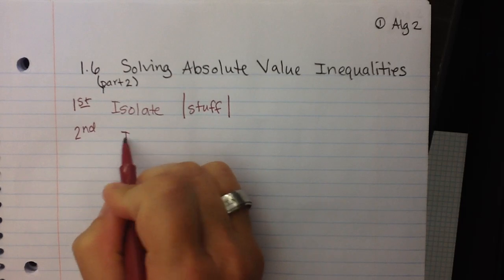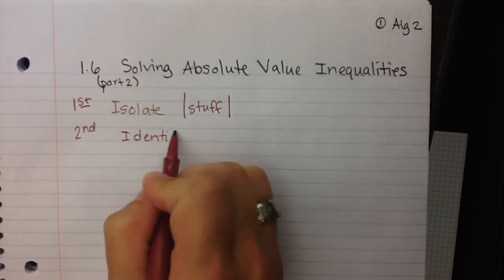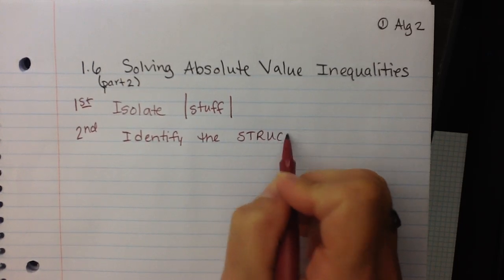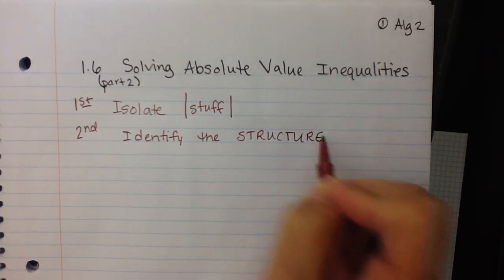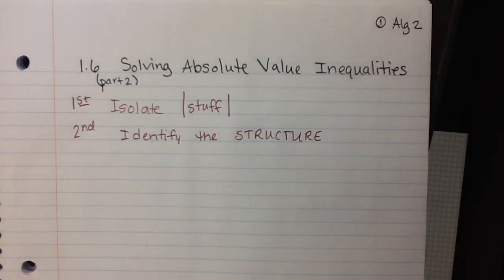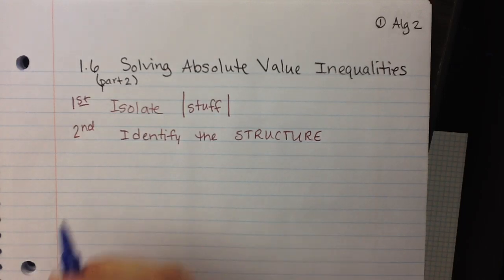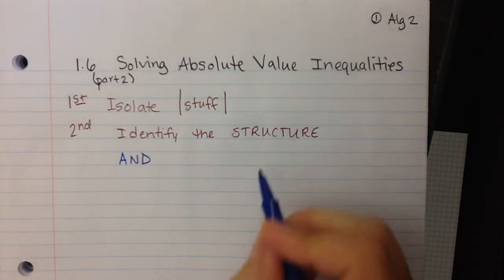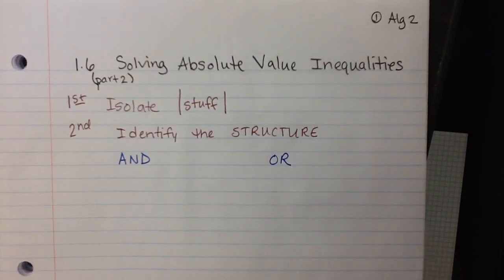Second, we are going to identify the structure. Now there are going to be two types of inequalities that we're going to be working with. One type is the AND inequality. The other type is the OR inequality.